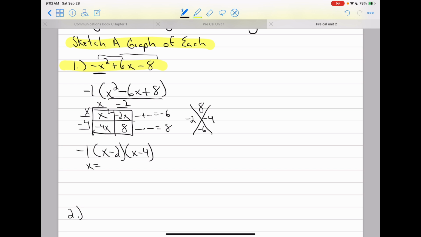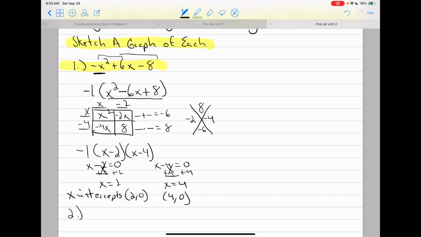Okay, so now I know my x-intercepts. I've got to set each of these equal to 0. So x minus 2 has to equal 0, and x minus 4 has to equal 0. X equals 2. X equals 4. So my x-intercepts: when x is 2, y is 0, and when x is 4, y is 0. So those are my two x-intercepts.